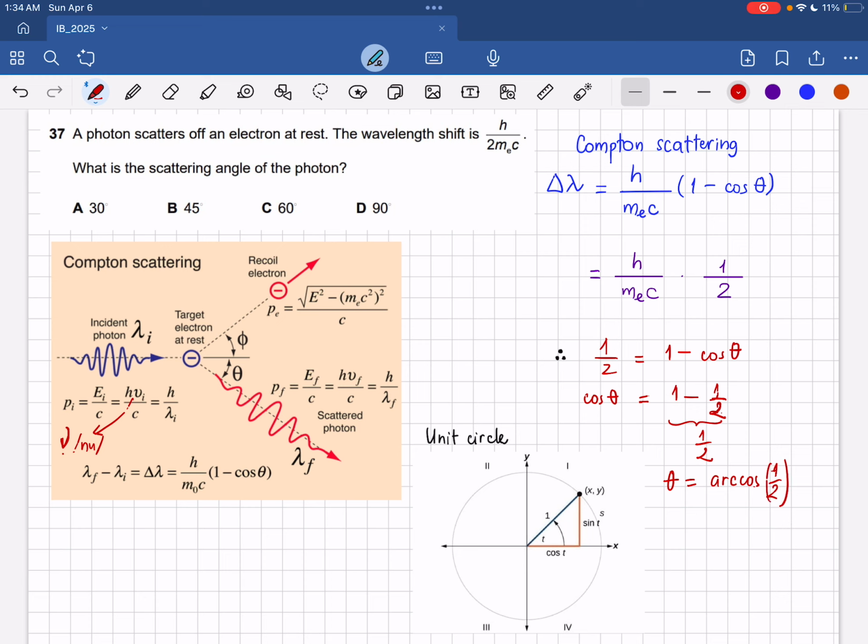Or if you're familiar with the unit circle, you can remember that the horizontal axis represents the cosine value. If something is a half, on a unit circle the radius equals 1, so half of it should be here, and that will be the angle. This is 1/2 here, and this is also the height. So this is actually an equilateral triangle, and this angle should be 60 degrees. That's why the answer is 60.